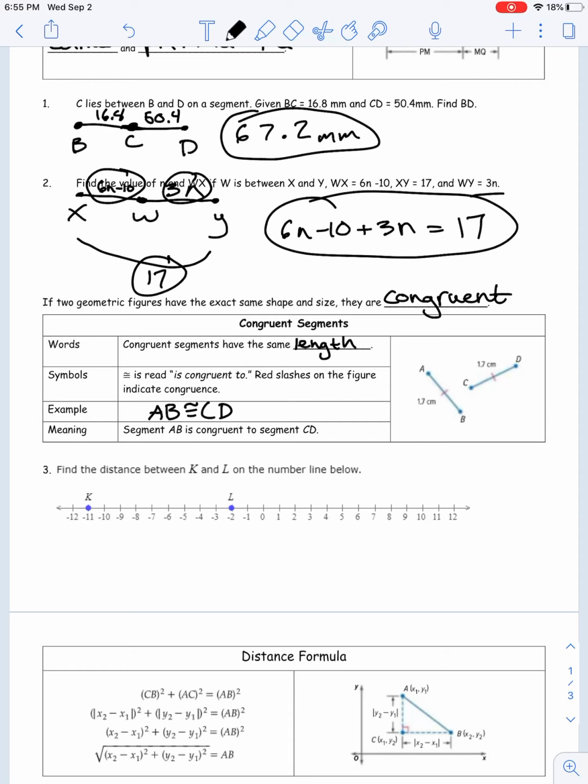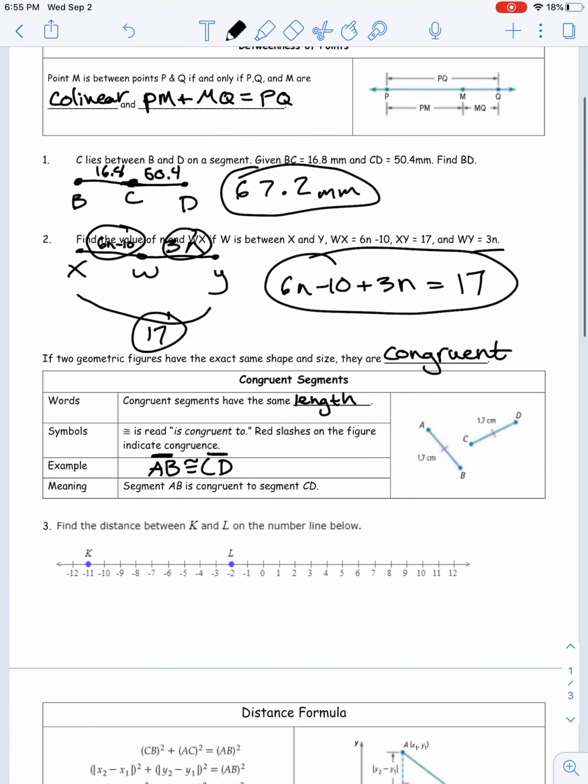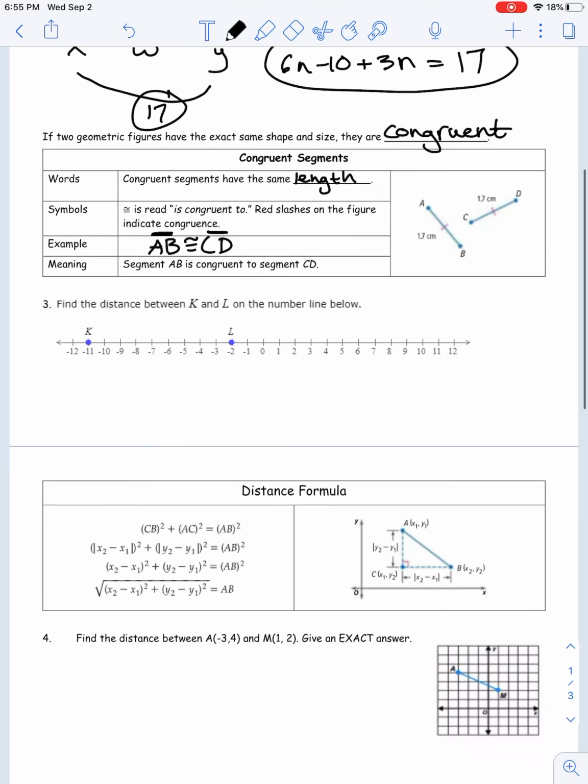When we have congruent, we do need to put these on top. I said up top here that since we had an equal sign, we don't have to. That's the main distinction. We don't need to do the line over the top here because there's an equal sign, but if it was congruent, you would have to.